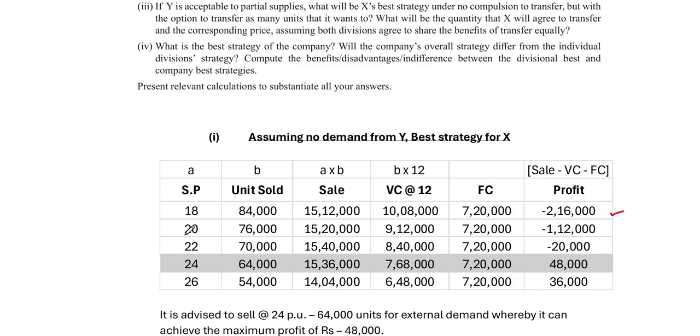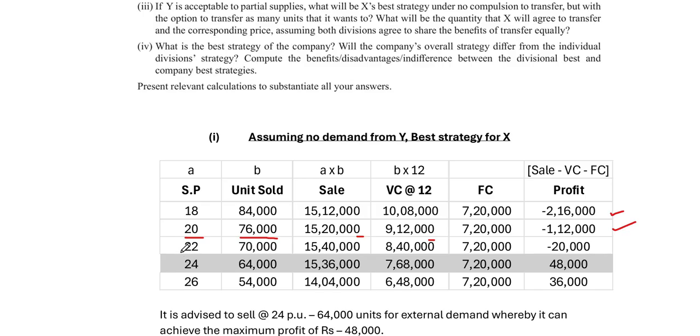In the second case, selling price is 20 rupees. Units sold are 76,000 units. So sales will be 20 into 76,000, 15 lakh 20,000. Variable cost is 76,000 units into 12 rupees, 9 lakh 12,000, and fixed cost is 7 lakh 20,000. So profit will be 15 lakh 20,000 minus 9 lakh 12,000 minus 7 lakh 20,000. A loss of 1 lakh 12,000 for the second case.